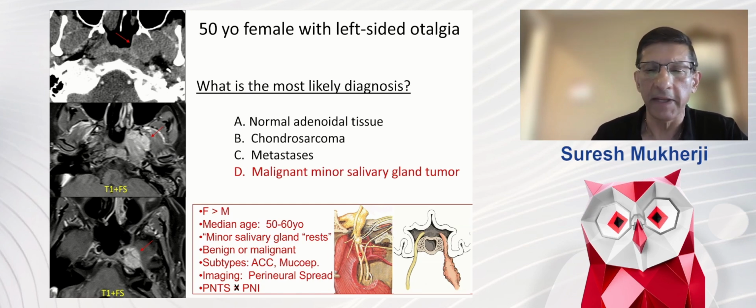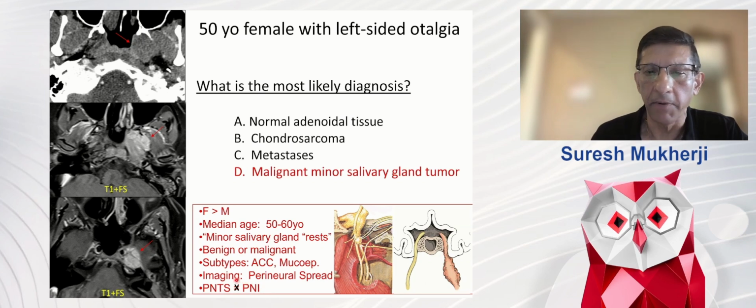So this was a tumor that extended laterally into V3. It grew up along V3 through the foramen ovale and extended into Meckel's cave. So the most common types of malignant minor salivary gland tumors are going to be adenoid cystic carcinoma and mucoepidermoid carcinoma. This turned out to be adenoid cystic carcinoma, and this was an example of perineural spread.